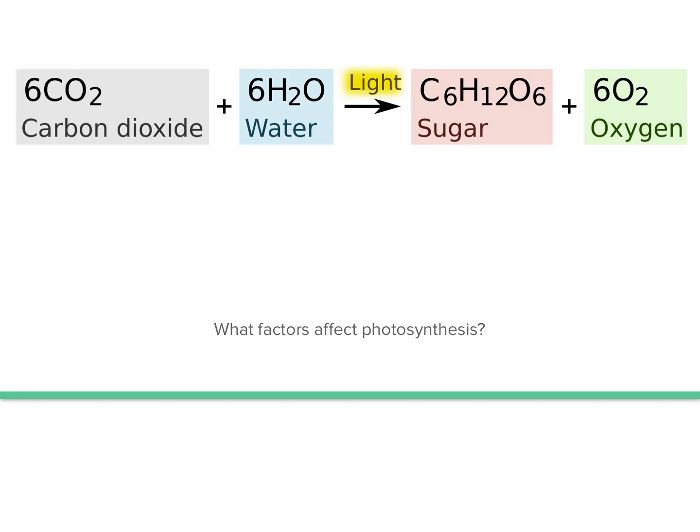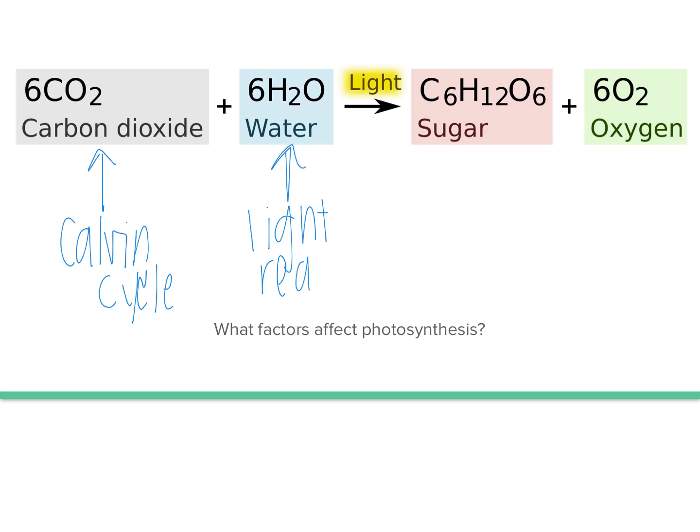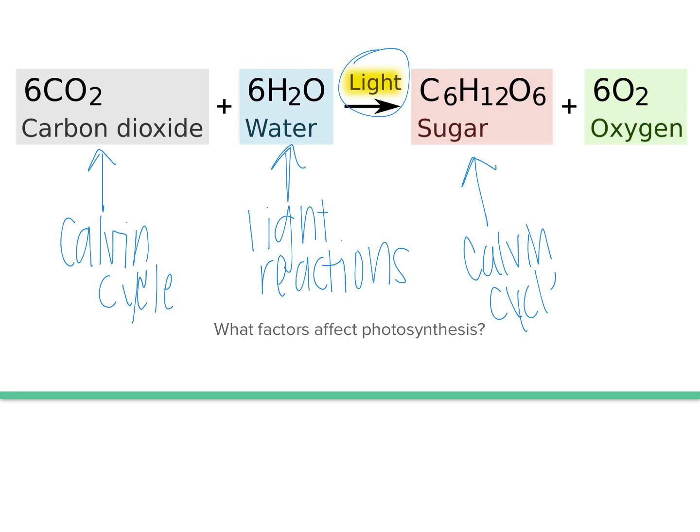Okay, so in summary, we have taken carbon dioxide, which we used in the Calvin cycle. We've taken water, which we used in the light reactions. We've taken some sunlight, which we used in the light reactions, and we have made glucose, which came out of the Calvin cycle. And we made oxygen, which was from the light reactions. All right, so those are the inputs and outputs for each of those types of reactions.